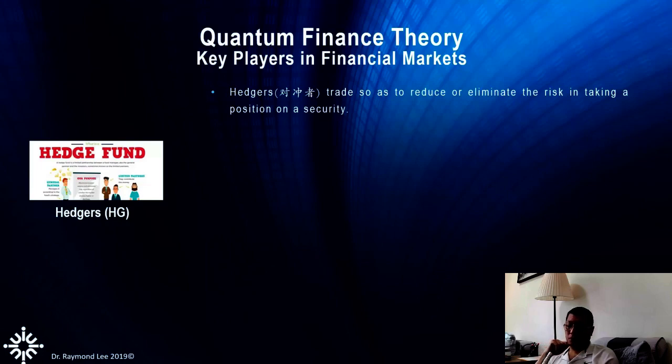So the hedger all the time is a more experienced investor. All the time is the fund house. They try to control the risk by every time taking into consideration the opposite movement. So we call this hedging, and the technique is what we call the hedging technique. We'll talk about this in the coming lectures.